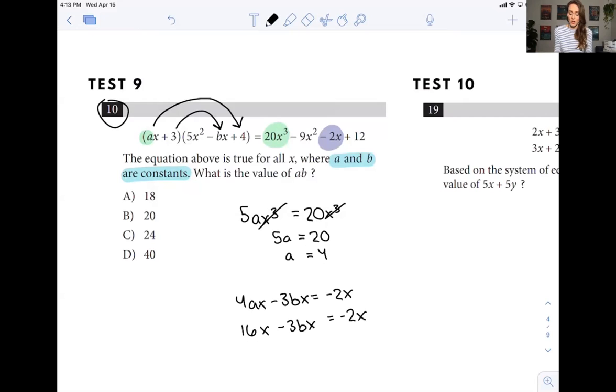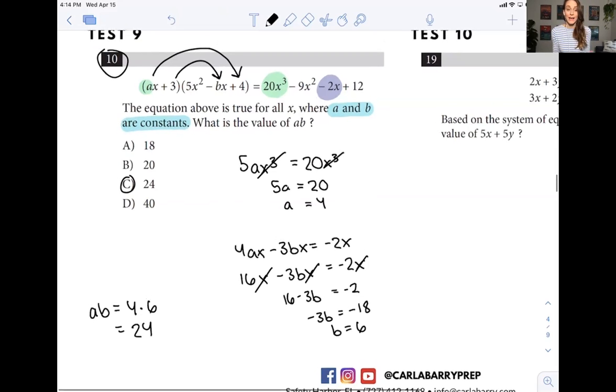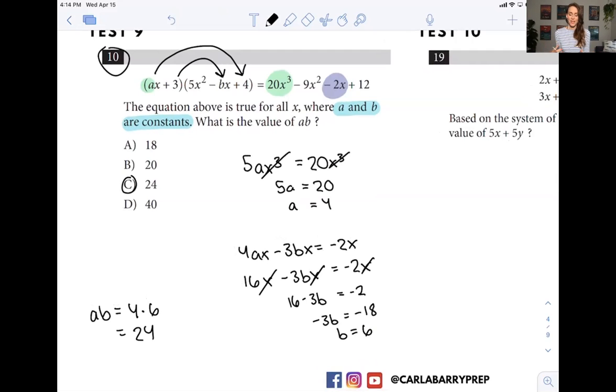My x's all cancel out, and I get 16 minus 3b equals negative 2. I'm going to subtract 16 from both sides, so I'm going to get negative 3b equals negative 18, so b equals 6, and ab equals 4 times 6, so that equals 24, which is C. So that's what my work would actually look like on test day.